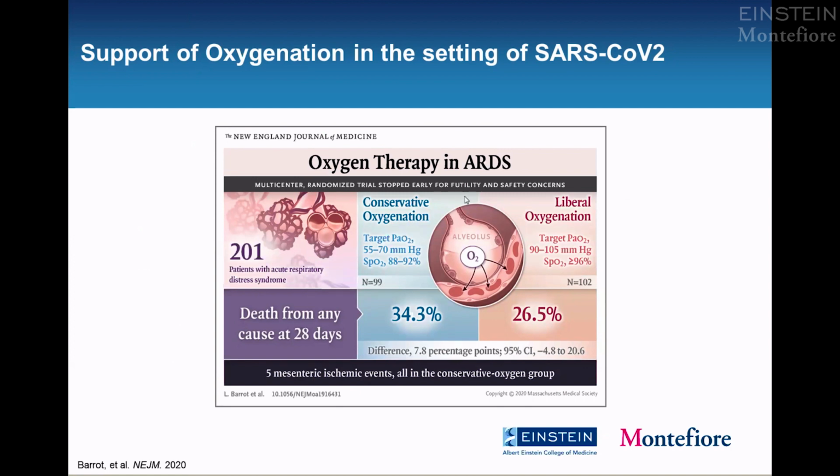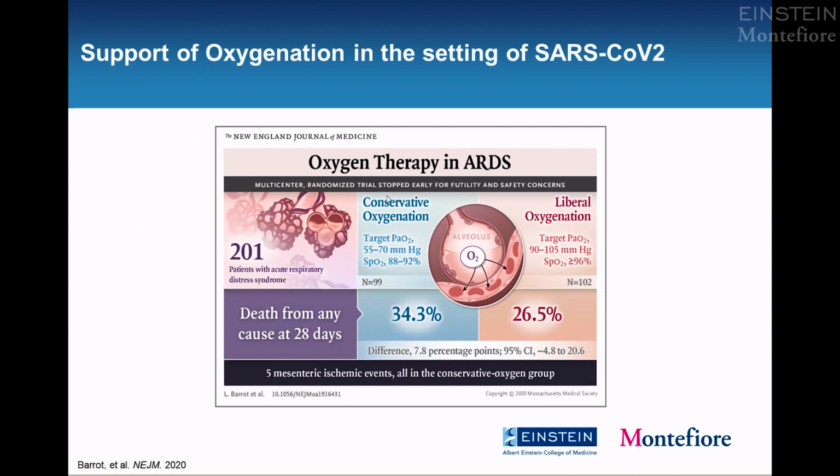On the other end, particularly in ARDS, we know that there are potential risks for targeting a lower saturation. There was a very recent trial, published just about 2 weeks ago, looking at conservative versus liberal oxygenation targets in patients with ARDS. Patients were randomized either to an oxygen saturation goal of 88 to 92% or to a goal of greater than 96%. This trial was actually stopped early after the first 200 patients because there was an increased signal for death from any cause in the conservative oxygen arm.